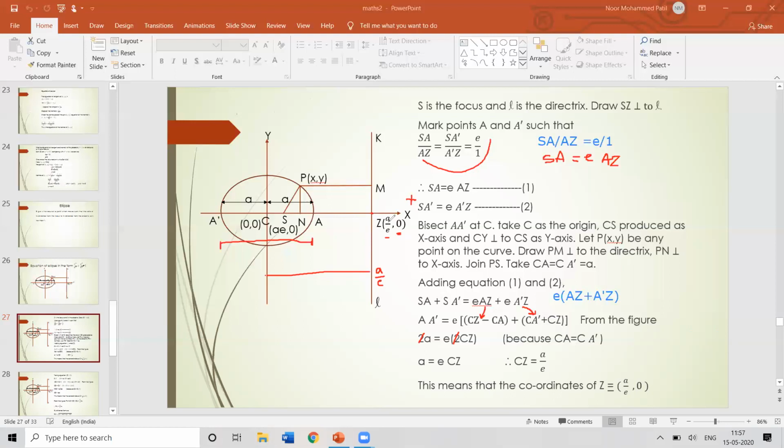How much is the Z point? A divided by e comma 0. This means that the coordinates of Z are a divided by e comma 0. This is the first point we have obtained. Still we have to calculate the S point, that is ae comma 0. Okay, now let us proceed further. This we have calculated. Now we will calculate the point of this focus.